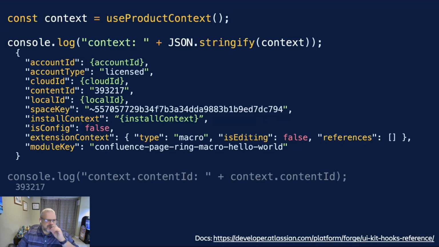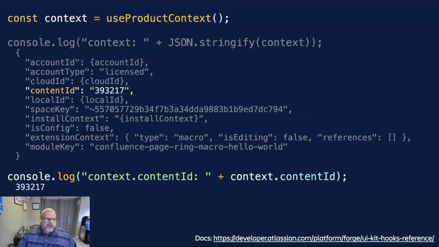And there's a whole bunch of other things that we could find useful at some point. The space key ID. In our case, we're calling this from a macro, so it's seeing that it's a type macro. We can see what kind of type we're working on, what the module key is, all that kind of stuff. And then on our other console.log, context.contentId, we're going to be pulling back that content ID, and we'll get back 393217.